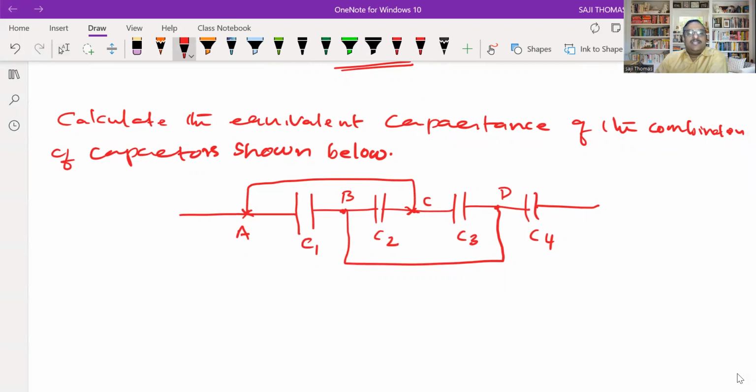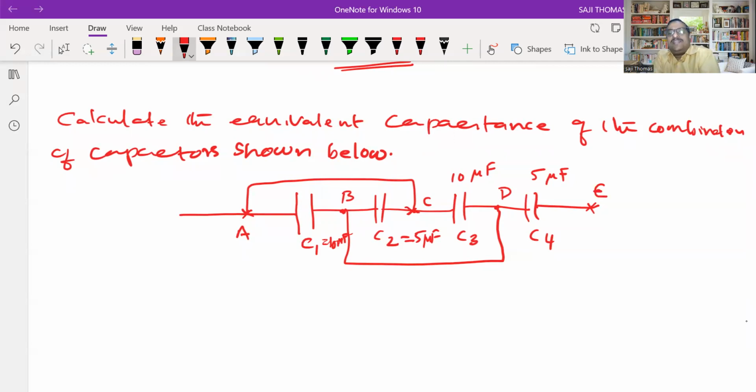Values are given. Say C1 is 10 microfarad, C2 is 5 microfarad, C3 is 10 microfarad, and C4 is 5 microfarad. Okay, you have to find out the equivalent capacitance of the combination. You need the capacitance between the points A and E.